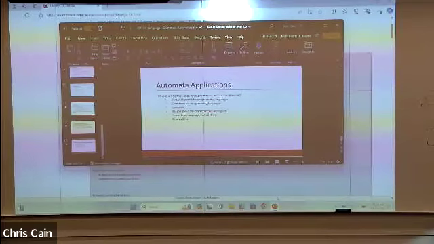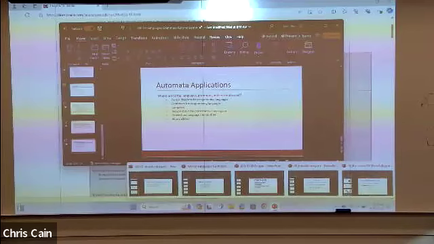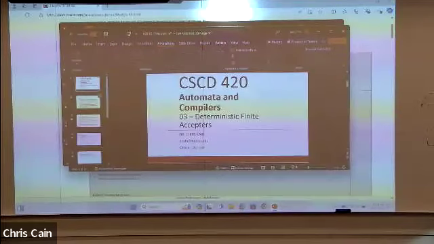There may be one best answer, but I'm never going to rely on or expect that you produce the best answer unless the problem specifies it. But we'll talk more about it as we get there. We'll start talking about our first kind of automaton. Any questions before we dive into deterministic finite acceptors?